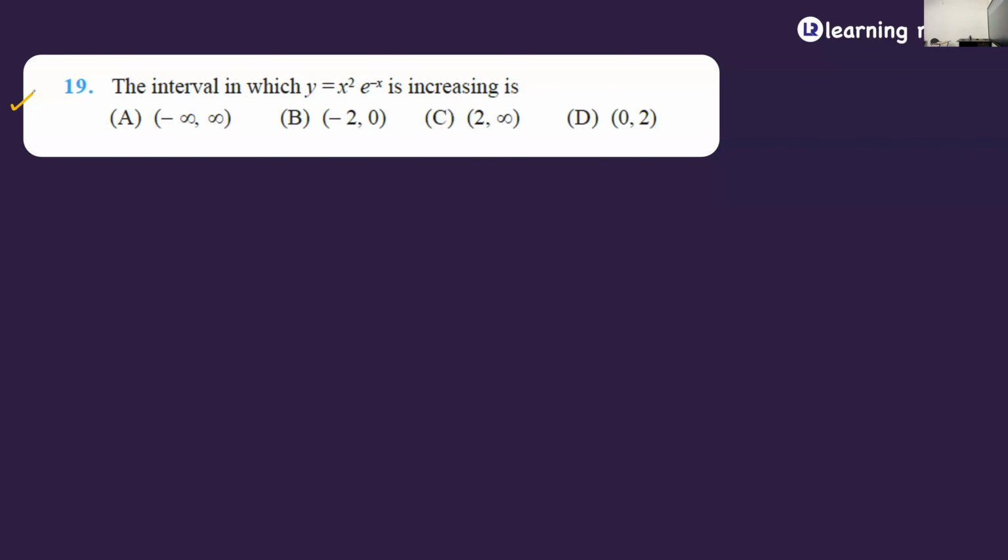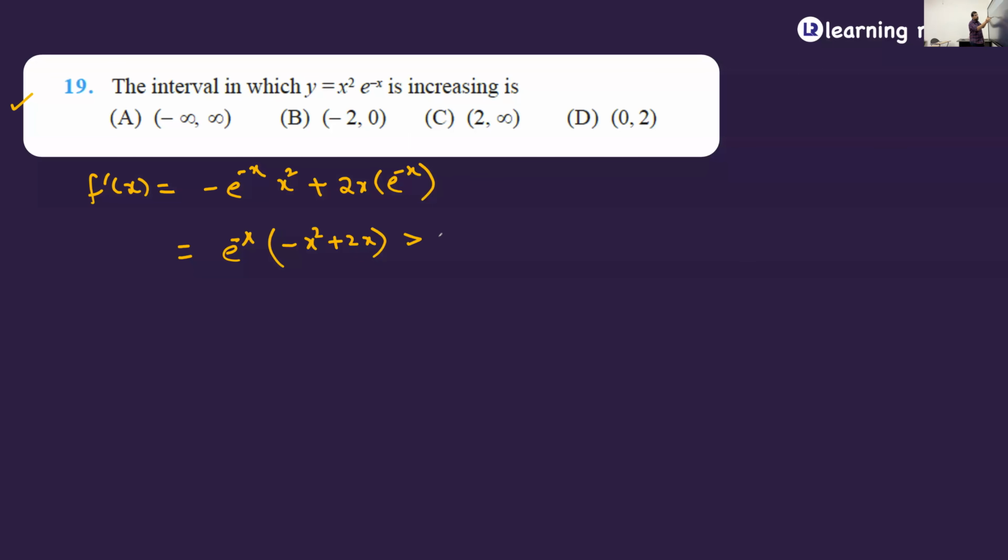You get the answers. What is the derivative of this? f dash of x is equal to minus, okay, minus e power minus x into x square plus 2x into e power minus x. So e power minus x into minus x square plus 2x. So minus x square plus 2x.